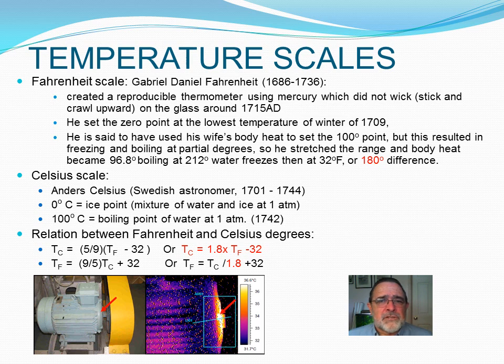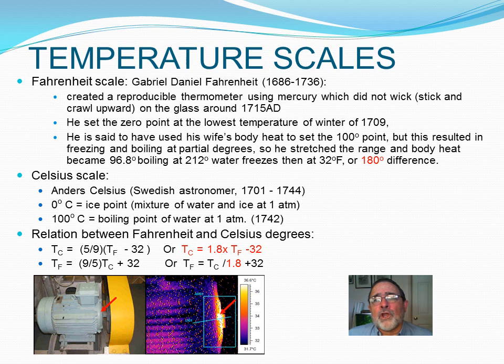But how did these ranges get developed? Well, the Fahrenheit scale, which we usually use in the United States, was created by Gabriel Daniel Fahrenheit. And he created a reproducible thermometer which used mercury, so it didn't wick up the sides of the glass, because it would normally wick and it's hard to read. Do I read this upper portion or the lower portion? Where do I take that measurement? Well, mercury doesn't do this, and so it gives you a good level to read. So he invented that in glass around 1750 AD.